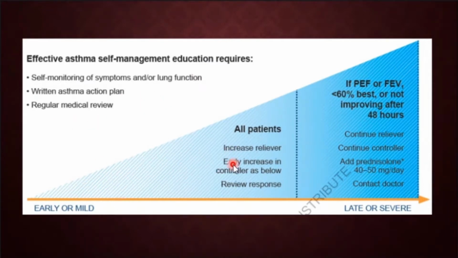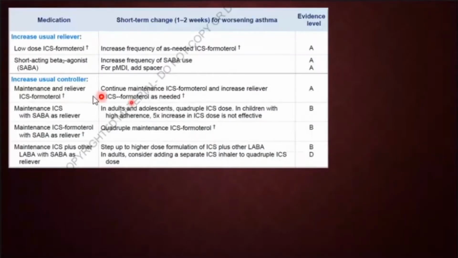So if it is an earlier, mild exacerbation, they can increase their reliever intake, increase the controller medications, and assess the response. If there's a persistent increase, that is the time when they should contact the doctor. After taking steroids and all, if there's still a persistent increase, then they can contact a doctor. So how do they increase their reliever medication? Basically, increase the usual relievers.